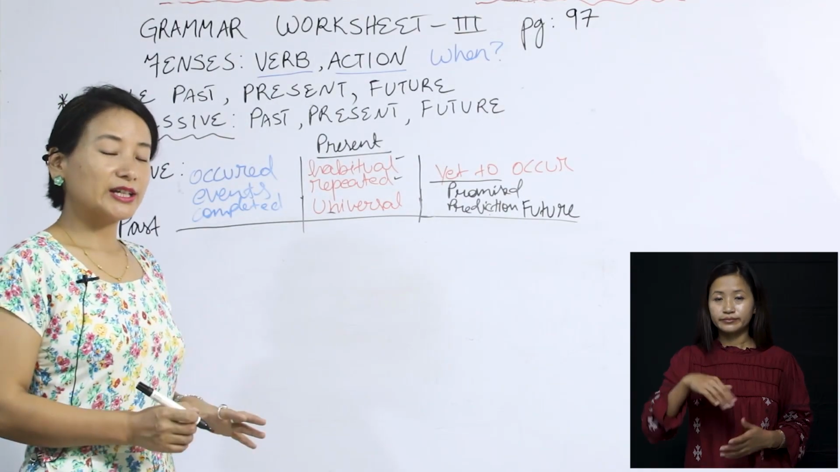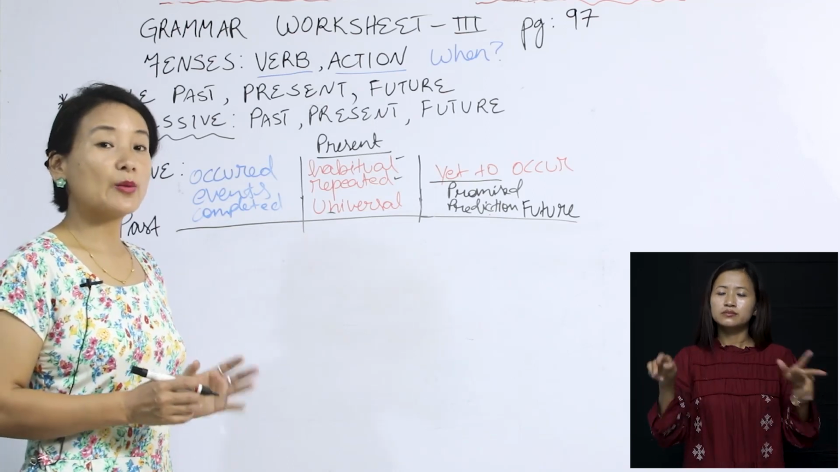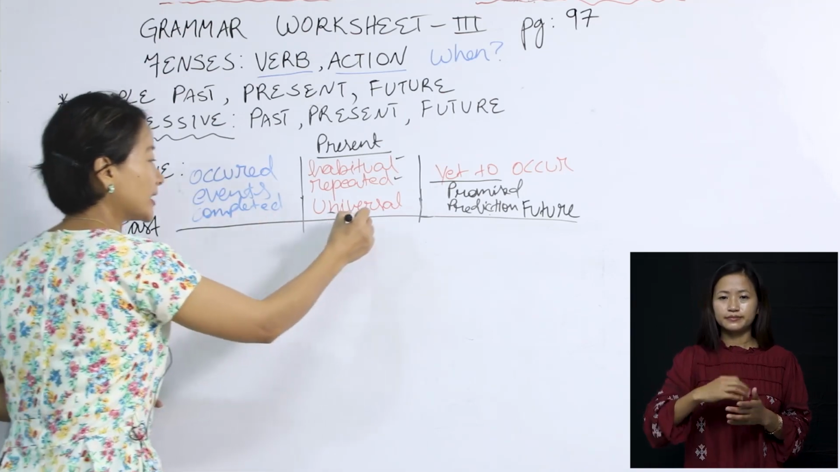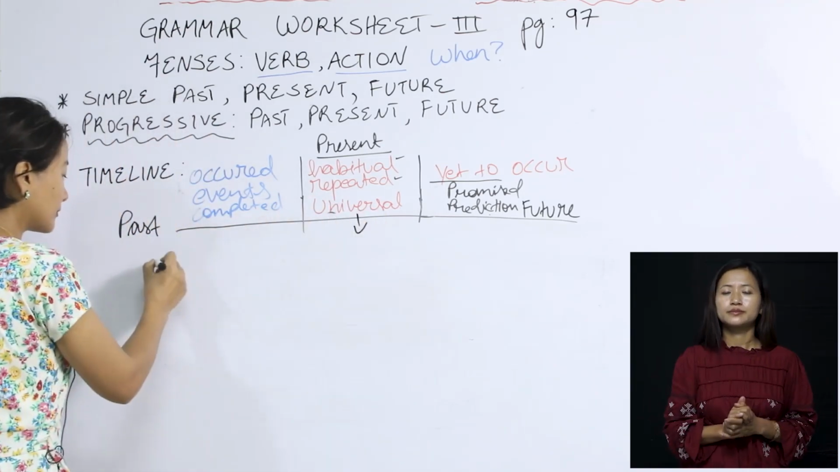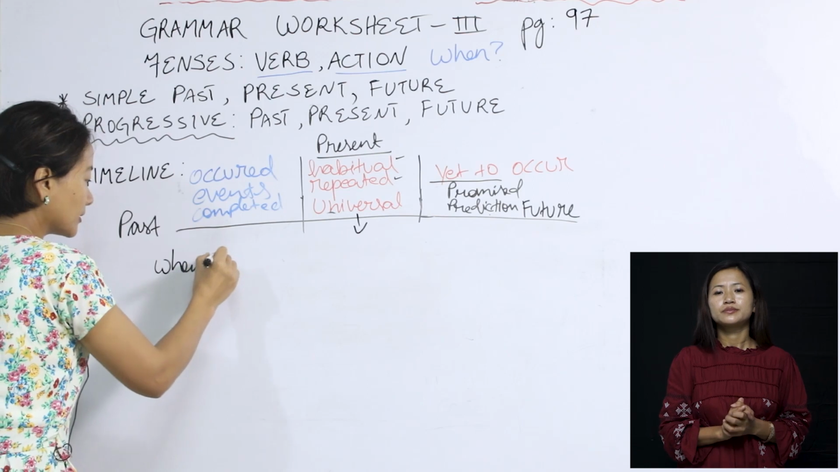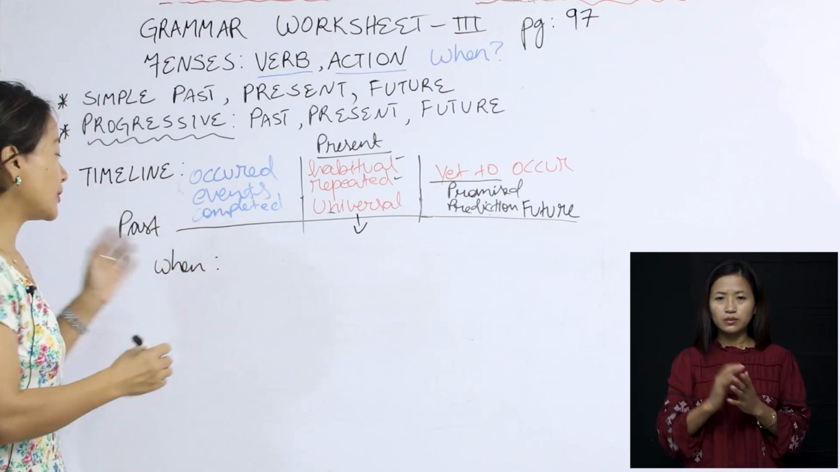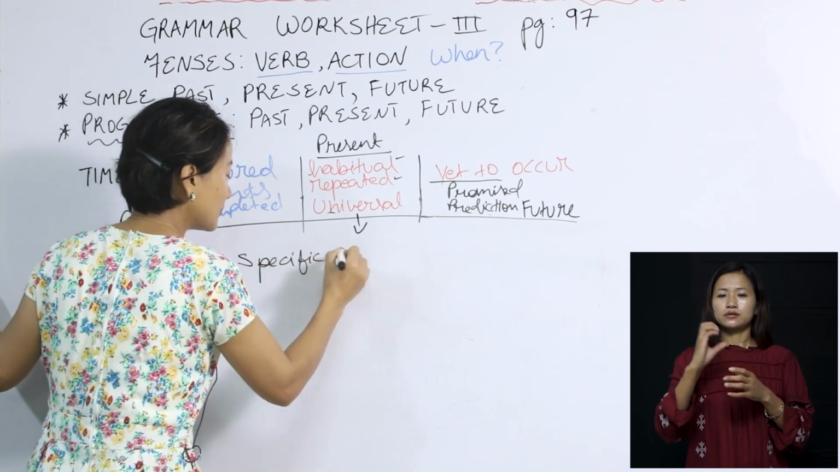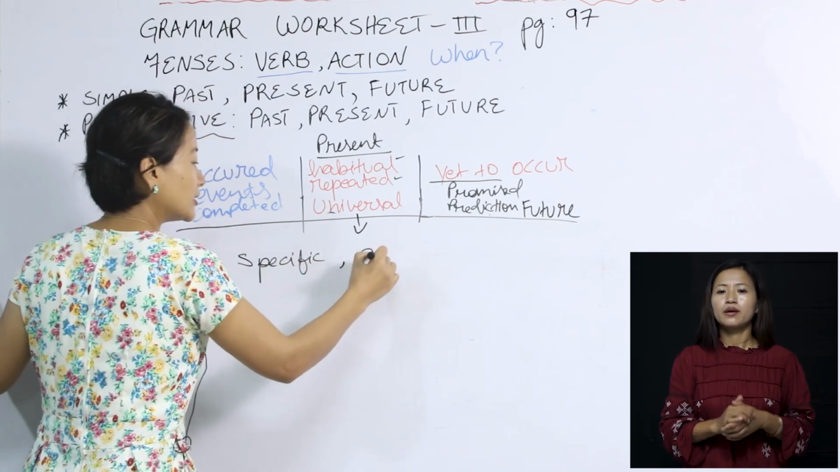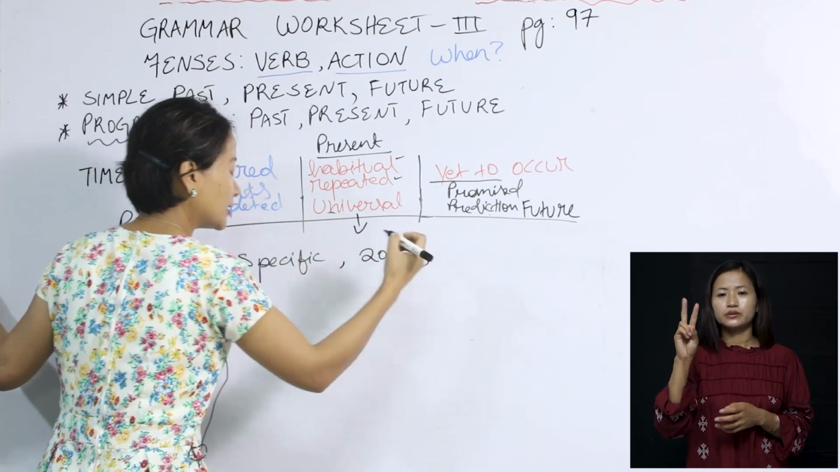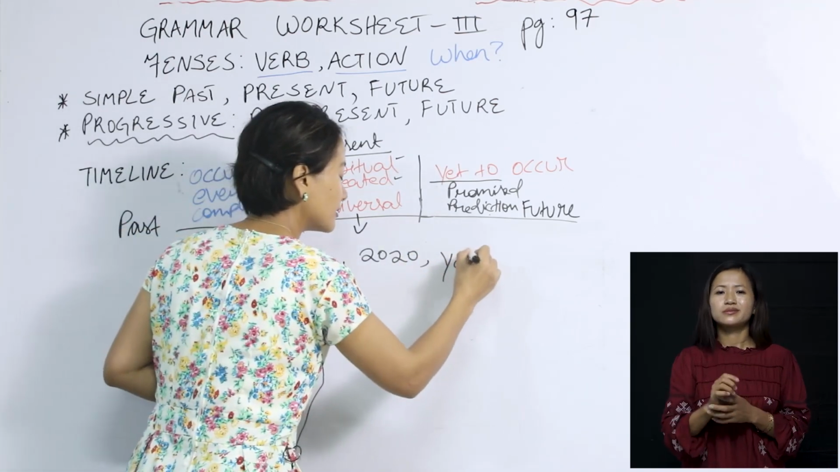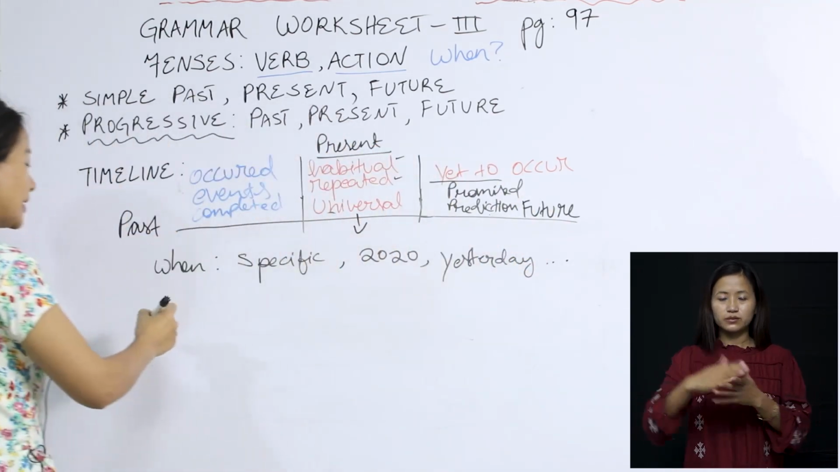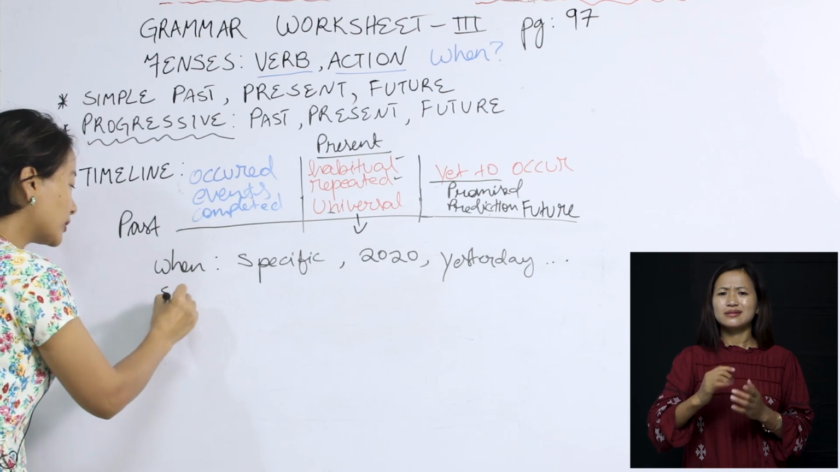Now let's very quickly take a look at the difference between when and while when we are using the present continuous tense. So when we say when, we are referring to a specific period of time. It may be 2020, it may be yesterday, and so on.